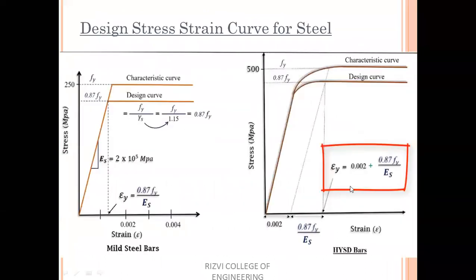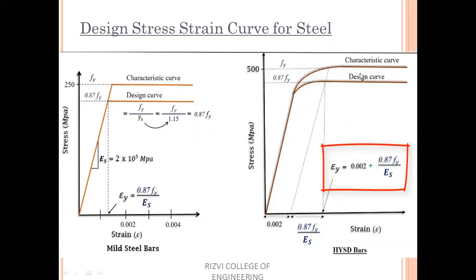So this means the maximum strain should be more than this, not less than this. So this value I've already shown how this came. This is 0.002 plus this part. Now in case of mild steel we already know that the yield stress is properly defined, but in case of HYSD bars the yield stress is not distinct. The yield point is not distinct.